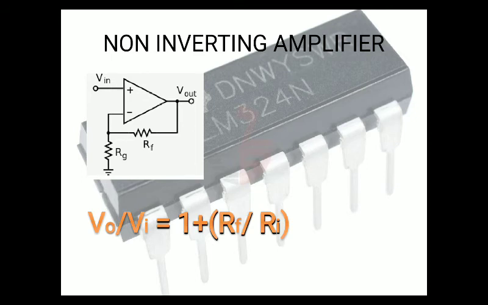Then non-inverting amplifier. Here the inverting terminal is grounded and input voltage is given to the non-inverting terminal. Then there is a feedback given from the inverting terminal to the output terminal. Here RF is the feedback resistance, Vin is the input voltage, and V out is the output voltage. Here voltage gain V0 by Vi is equal to 1 plus Rf divided by Ri.